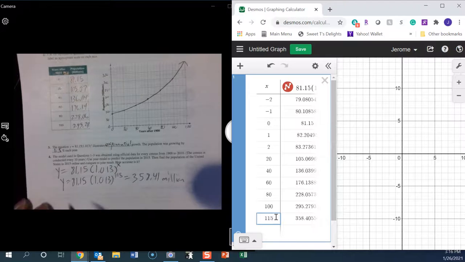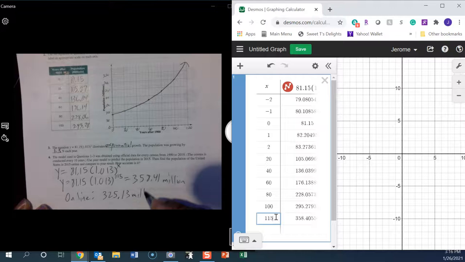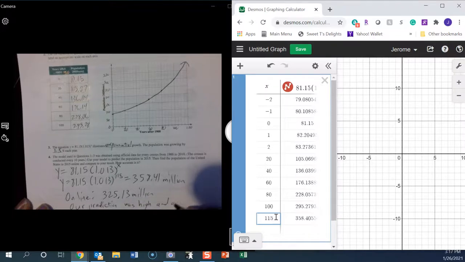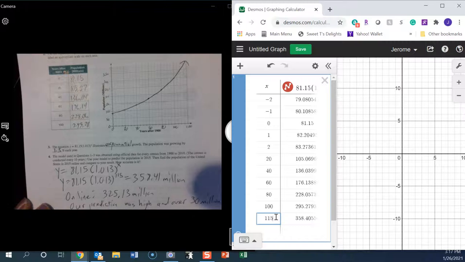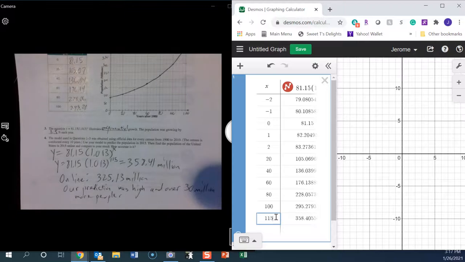Okay, so now I would tell you what they have online. Online, they had a population of 325.13 million. So our prediction was high, and over 30 million more people. So our prediction was very high.